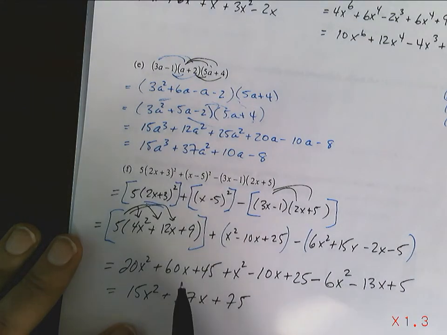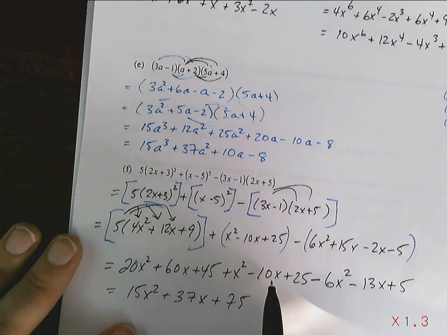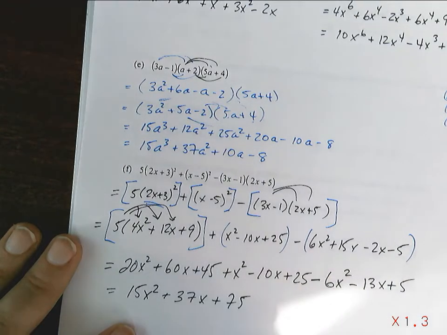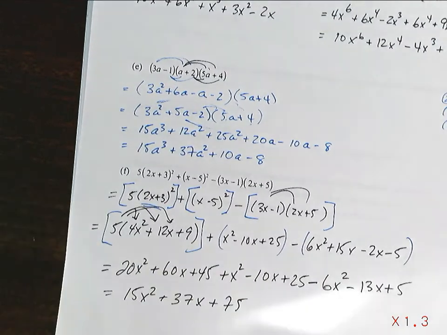Let me just check those x's again. 60x, take away 10x is 50x. Take away 10 more is 40. Take away 3 is 37. I think I'm right. There you go. So there's your first video.